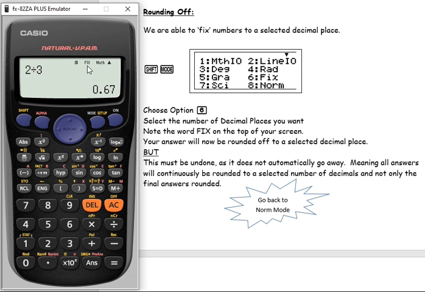The reason we need to go back to normal is that from now on, all our answers are going to be rounded off to 2 decimal places if we leave fix on the calculator screen. We know that we don't always want every answer rounded off to 2 decimal places, so let's go back to normal. Shift, setup, option number 8, normal, and remember when we are doing maths or maths literacy, option number 2. You will now notice fix has gone off the screen of the calculator. If we press our SD, we are now back to normal.